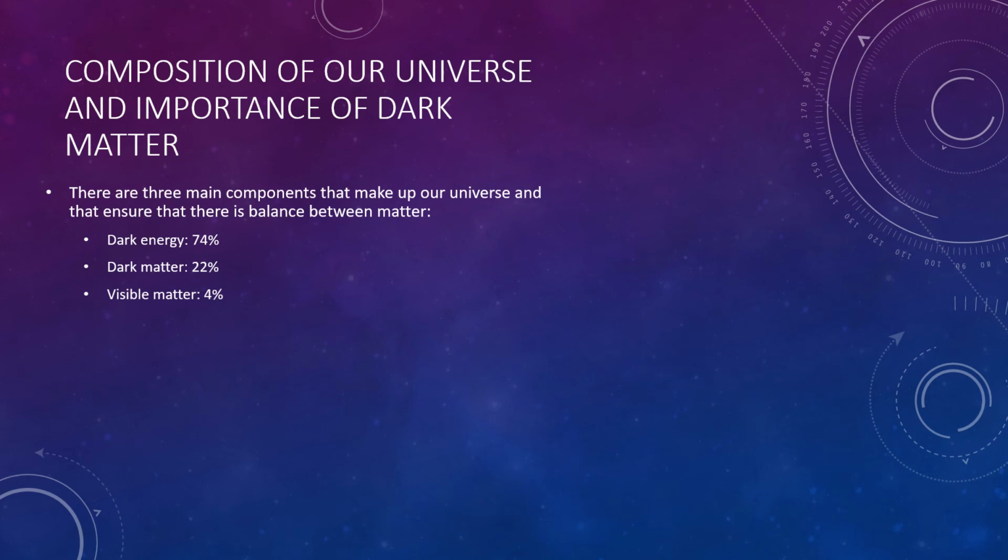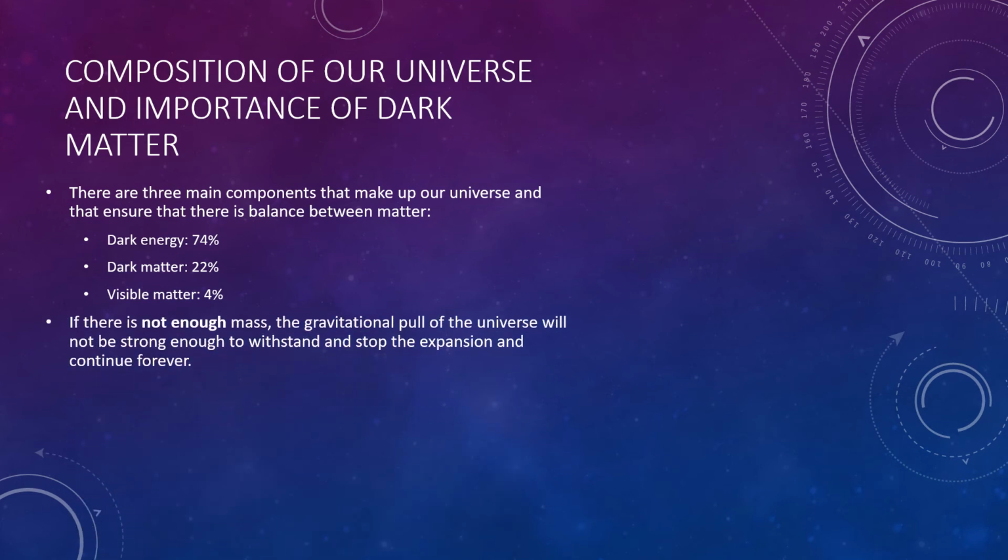So there are three main components that make up our universe, and that ensure that there is balance between the matter. There's dark energy, which is 74%, dark matter, which is 22%, and visible matter, which is 4%. So as you know, we don't really know much about this galaxy yet. And although we didn't really talk about dark energy, it's important to know that it's still there and that it's such a big part of the composition of our galaxy. There has to be a balance of mass to keep us from collapsing in on ourselves. Our universe keeps expanding, it keeps growing, and it's going to keep on going forever and ever. Or so we think.